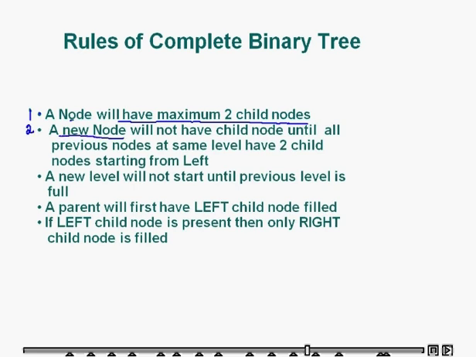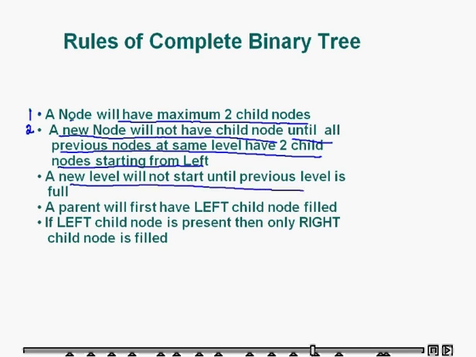A new node will not have a child node until all previous nodes at the same level have two child nodes, starting from the left. A new level will not start until the previous level is full. A parent will have the first left child node filled. If the left child node is present, then only the right child node is filled.